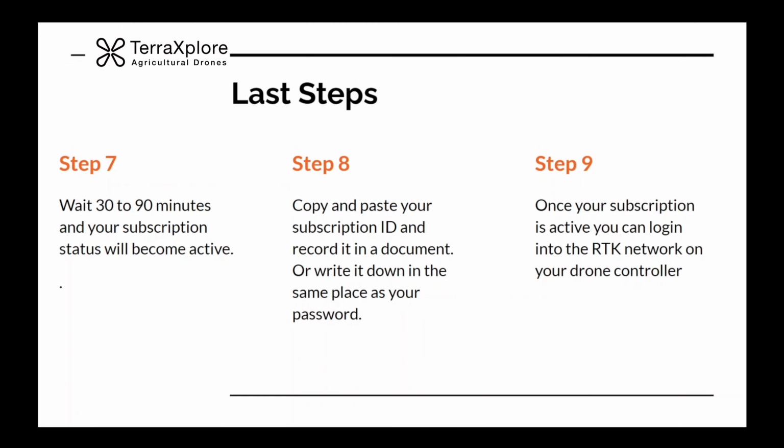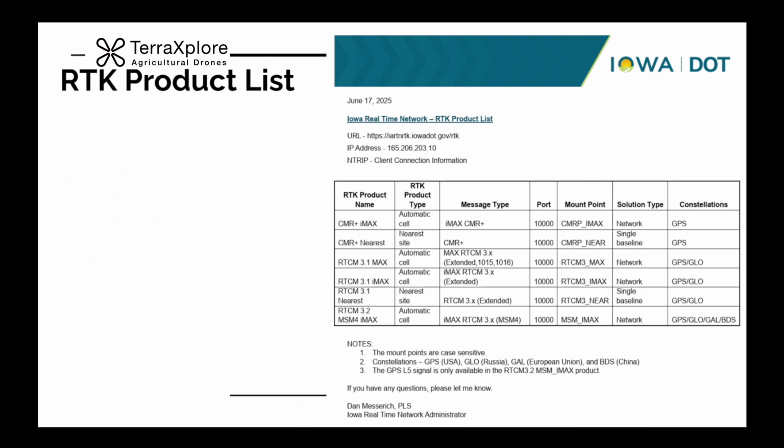Once the subscription is active, you can log into the RTK network on your drone controller. This is where that product list that I told you to download comes in. You're going to need the IP address up here. And then you're also going to need the port and mount point.